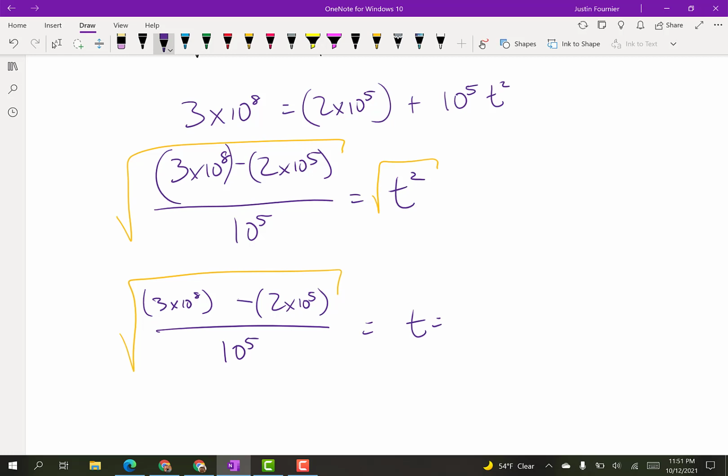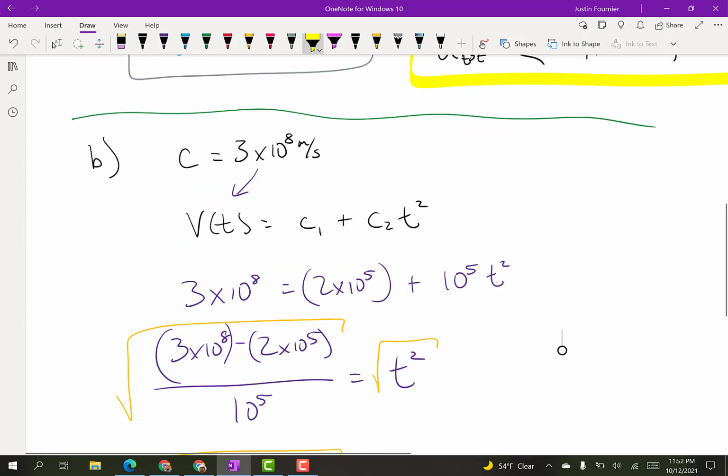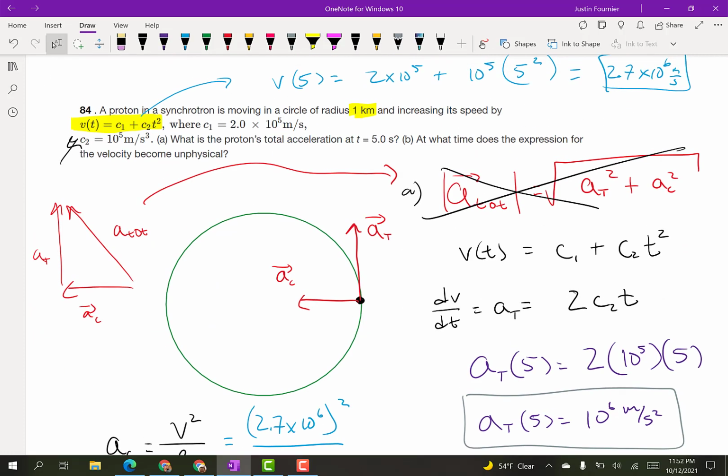So let's plug all that in there. Again, I'm going to plug this into my calculator. 3 times 10 to the 8 minus 2 times 10 to the 5 divided by 10 to the 5. Take the square root, and that's happening at about, looks like I got about 54.8 seconds, or 55-ish. So that's the time at which this becomes unphysical.